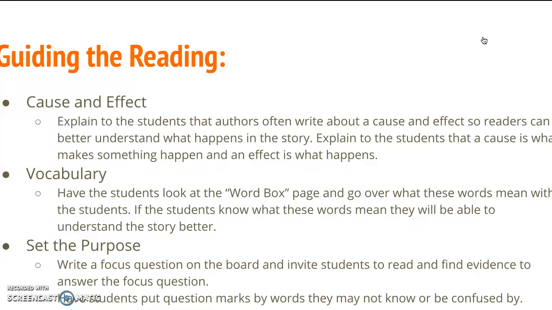For vocabulary, have the students look at the word box page and go over what these words mean with the students. If the students know what these words mean, they will be able to understand the story better. To set the purpose, write a focus question on the board and invite students to read and find evidence to answer the focus question. Have students put question marks by words they may not know or be confused by.